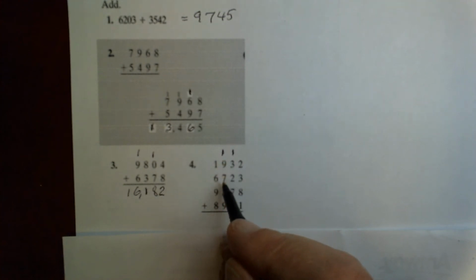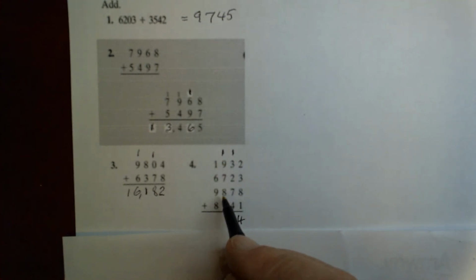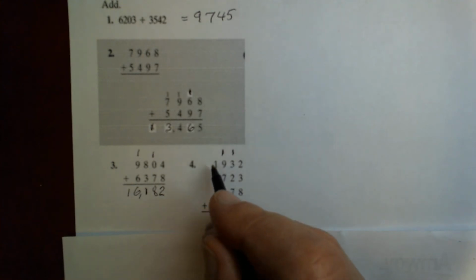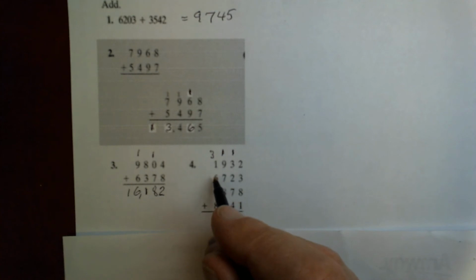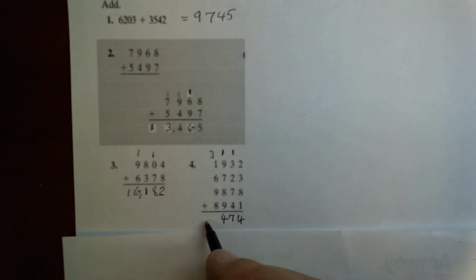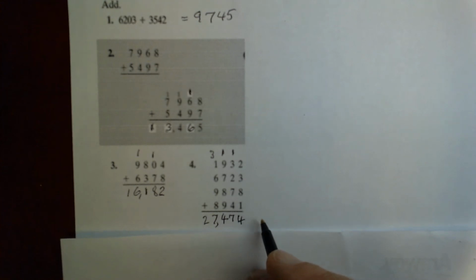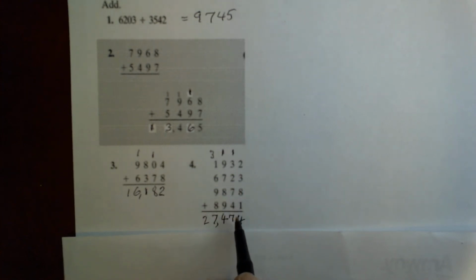And this gives us 17, 25, 34. So it's 4 hundreds and 3 thousands. And when we add these here, we get 10 and 27,474. That is the sum of these 4 numbers.